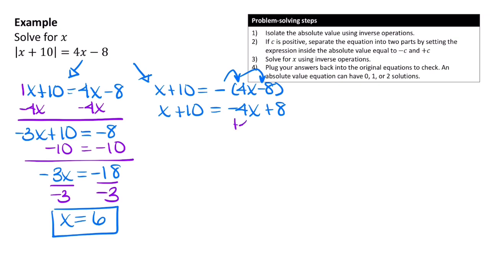So here I'm going to do the opposite and add 4x to both sides. Once again, remember the coefficient of the original x is 1. So 1x plus 4x gives me 5x. So I have 5x plus 10 is equal to 8.